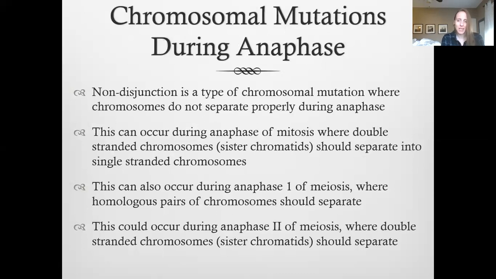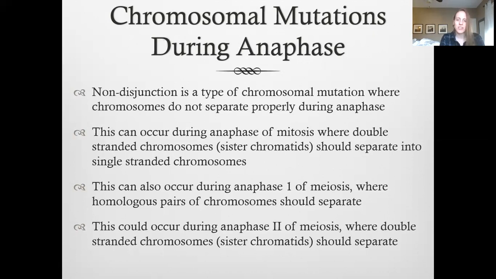Knowing those specific types isn't super important. Knowing that you can have chromosomal mutations take place in crossing over is the more important part. This next type of chromosomal mutation, the type that happens during anaphase, is the one type of chromosomal mutation that you're going to want to know in a fair amount of depth.